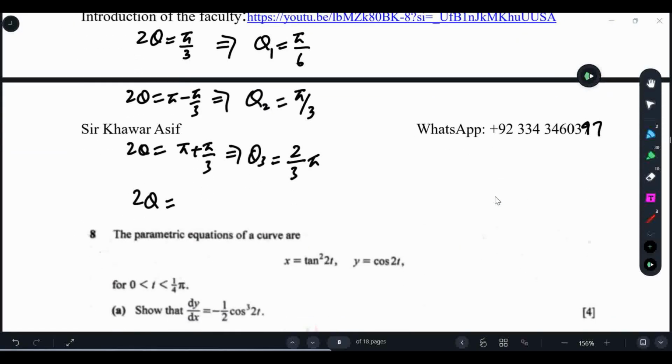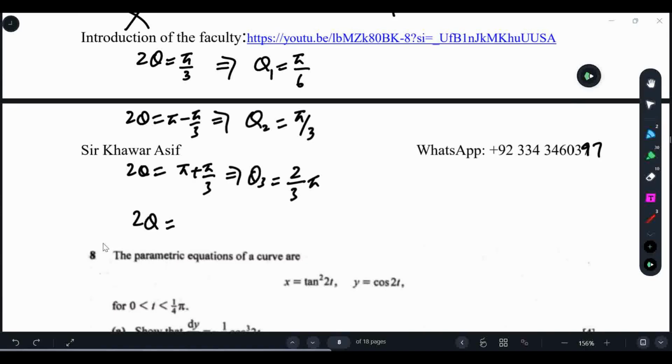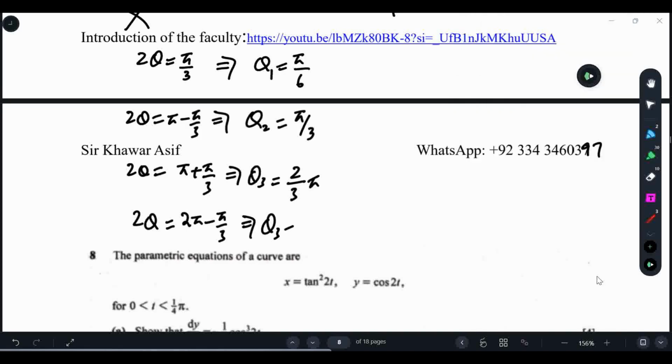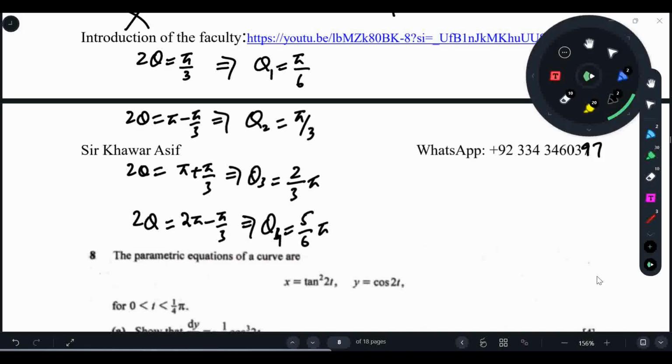2 pi minus pi by 3. So we can say 2 pi minus pi by 3. This will be 2 pi minus pi by 3, divided by 2. So this will be equal to 5 by 6 pi. So theta 3, sorry, theta 4 will be equal to 5 by 6 pi. Now we will have four answers for this case.